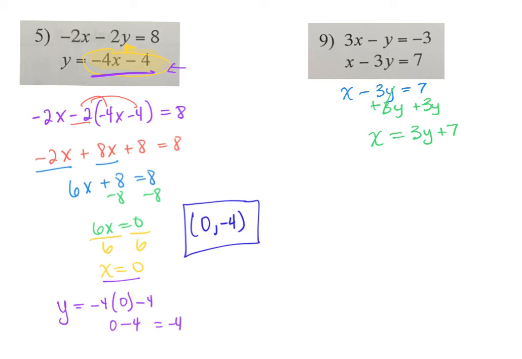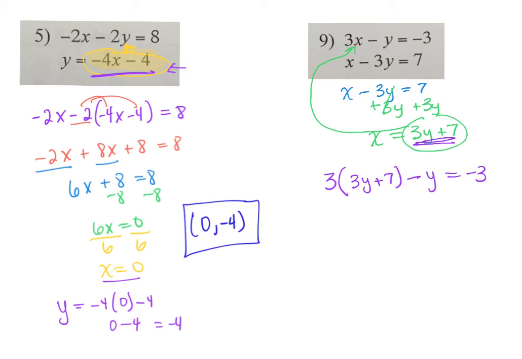Now I have an equation with a variable completely by itself, and I will take that 3y plus 7 and plug it into the other equation for my x. So then I'll go back to my top equation that I haven't used yet, and I'm going to say 3, and instead of x, I'm going to write what I have solved x to equal, 3y plus 7. So 3x minus y equals -3. And then I'm going to distribute my 3. 9y plus 21 minus y equals -3.